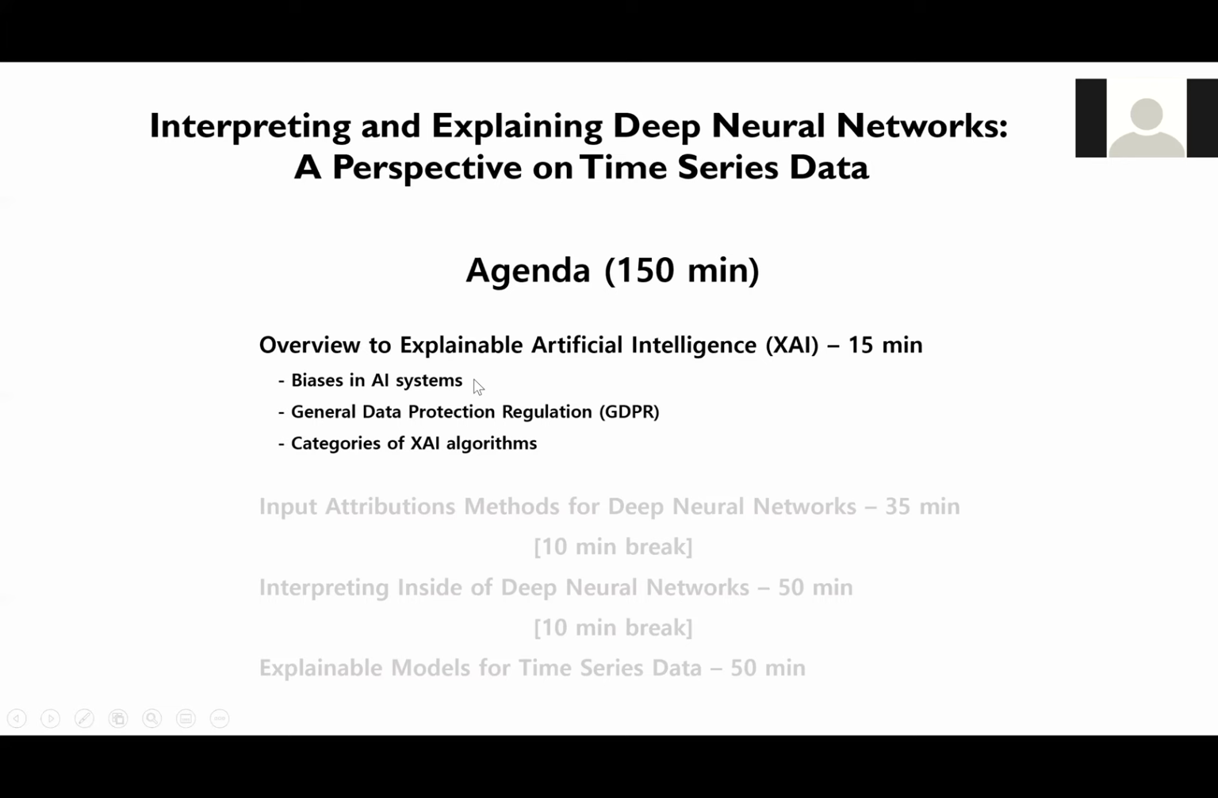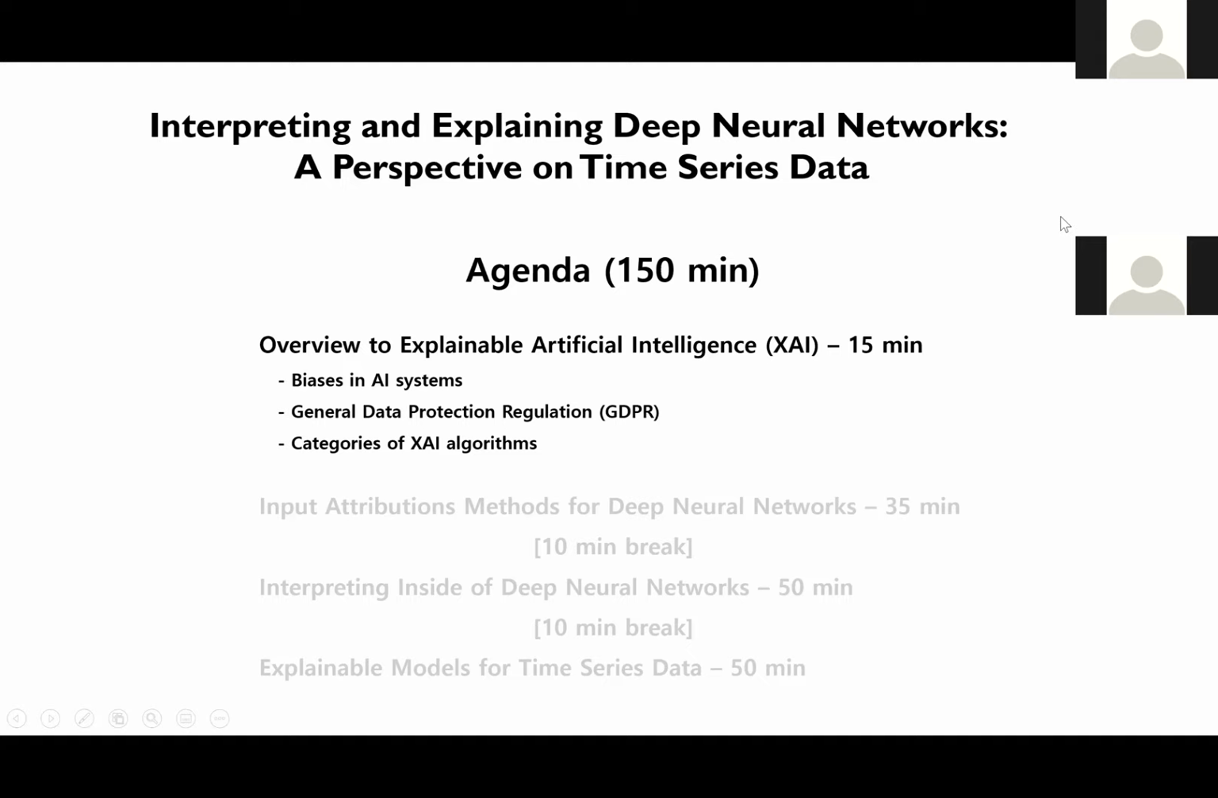So this will be our agenda. The tutorial will have three sections of 50 minutes each. I will try to give you a brief overview of explainable AI. After that, I will give you the basic algorithm to find the input contribution of individual pixels or features in the deep neural network. That will be the first part of our tutorial.